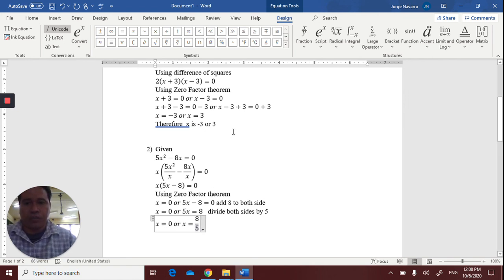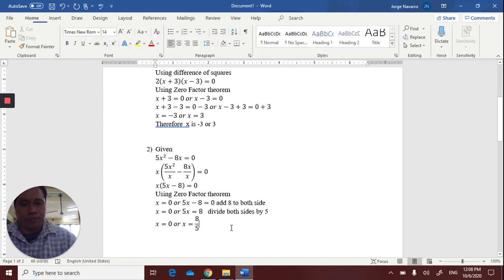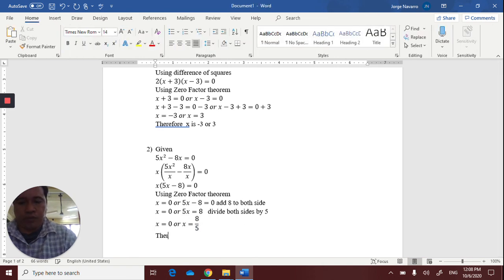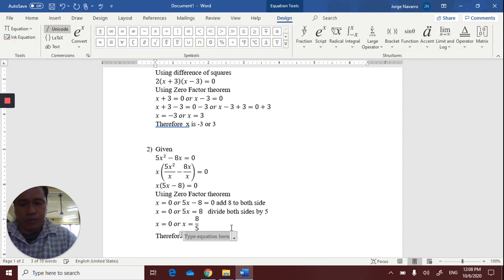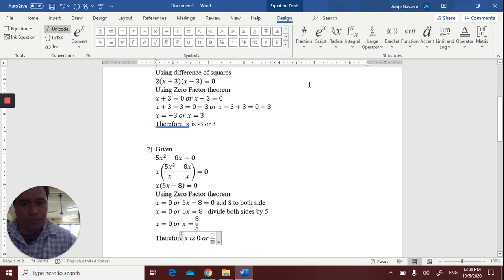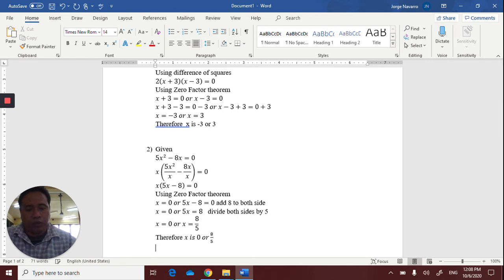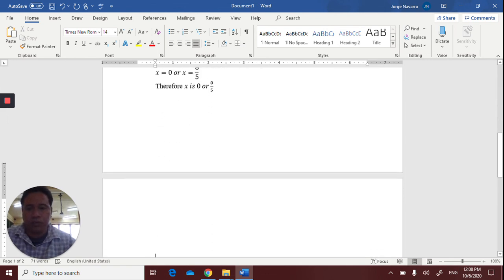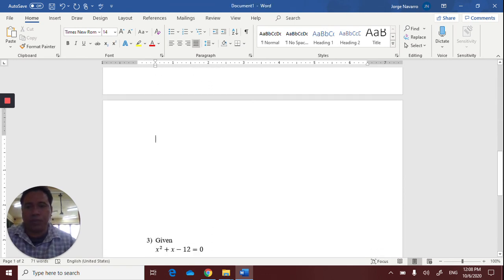And then of course, I must put my therefore. So, therefore, x is either 0 or 8 fifths. And that's my answer for my second question. Now, the third one, let me bring this up a bit.